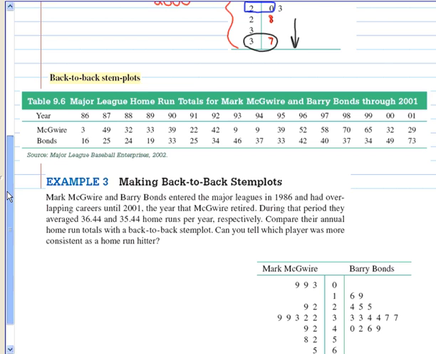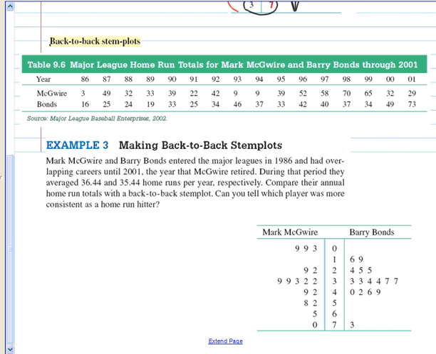We can do a back-to-back stem plot, or stem and leaf plot, if we have two things that we want to compare that have the same variable, numbers going with it. So this happens to be the Major League home run totals for two people, Mark McGwire and Barry Bonds, through the years 1986 through 2001. So we're comparing the same variable, their home runs, and two different people. So they did a back-to-back stem and leaf plot.